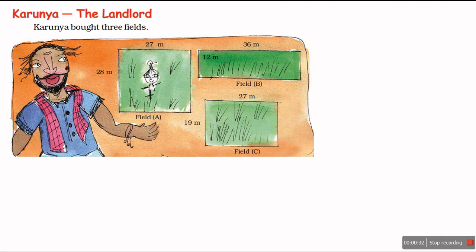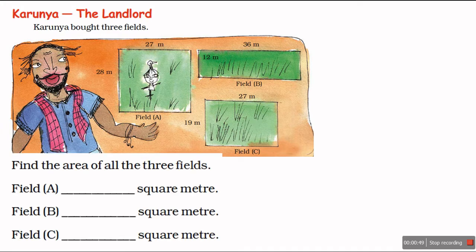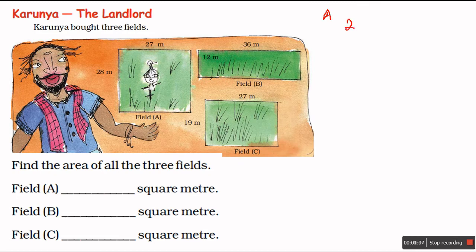He is Karunya and he has three fields. Field A, length 28 meter, width 27 meter. Field B, length 36 meter, breadth 12 meter, and again 19 and 17. So we need to calculate the area of field A, field B, and field C. We know that area can be calculated by multiplying length into breadth. So area of field A will be 28 multiplied by 27.